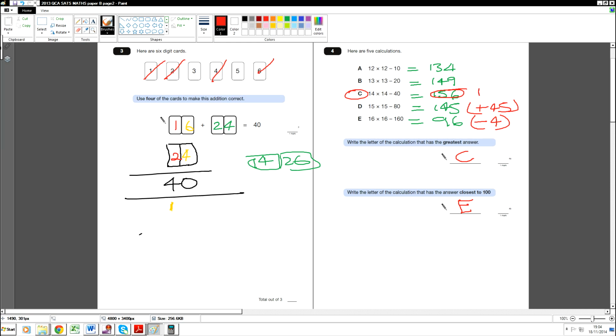156 is how much away from 100? 56 away from 100. And 149 is? 49 away. And 134 is? Another 34 away. So this is the closest to 100, it is only 4 away. So that's the end of those two questions there.